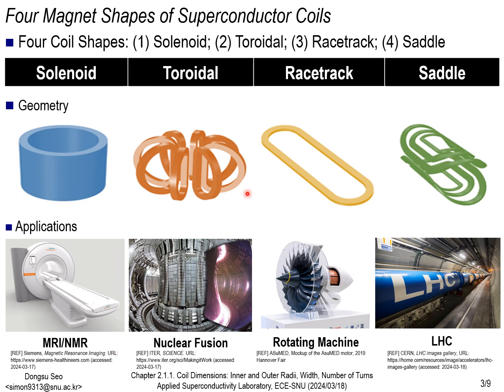Second, the toroidal has a multiple arrangement of D-shaped coils. One application is nuclear fusion. Third, the racetrack is shaped like a running track, and its application is rotating machines such as motors and generators. Finally, the saddle coil has a shape resembling a horse saddle. Its representative application is the LHC, or Large Hadron Collider, built and operating at CERN.